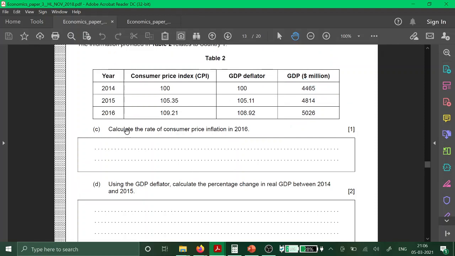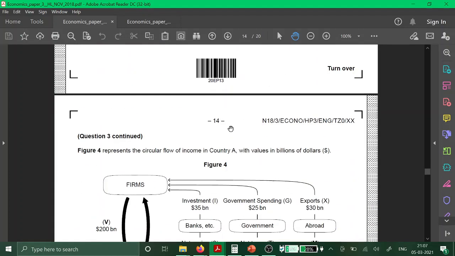Now the rate of consumer price inflation in 2016. You just go for the 2016 CPI. The formula is new minus old upon old into 100.